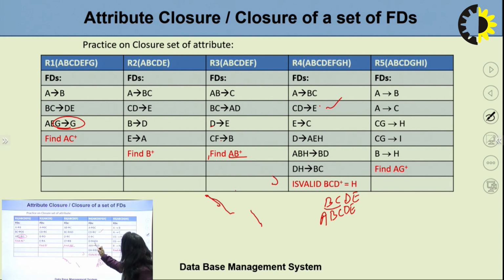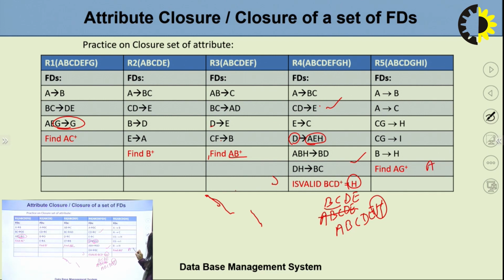Now if we have this D, we can determine this A, E, H. So A, B, C, D, E, and H. So this is valid, right? We can determine this H through this, right? So this is valid.